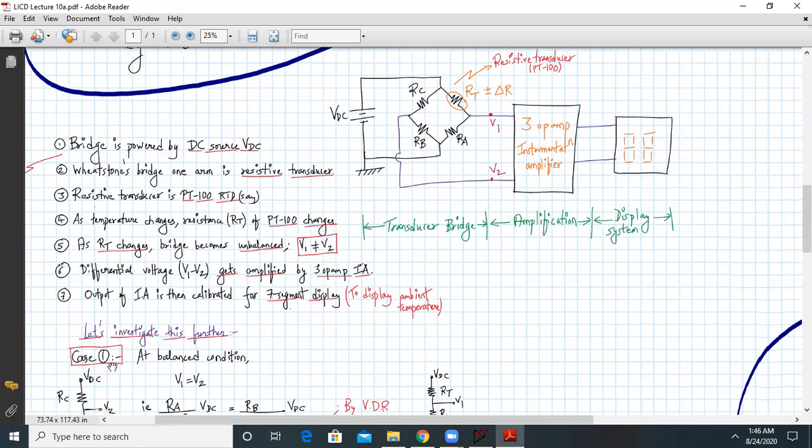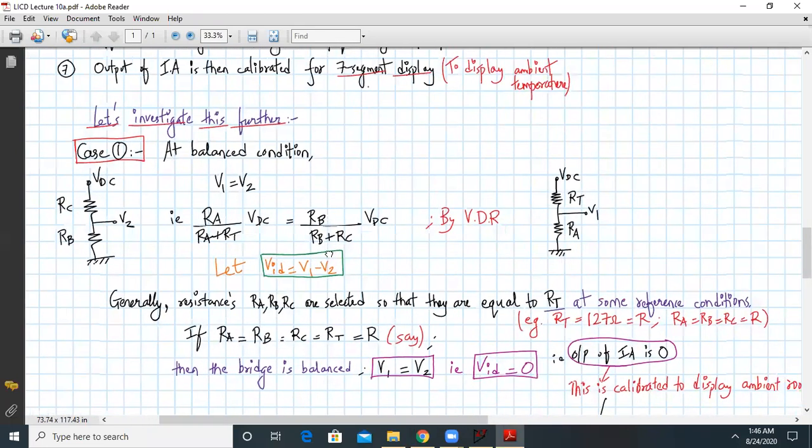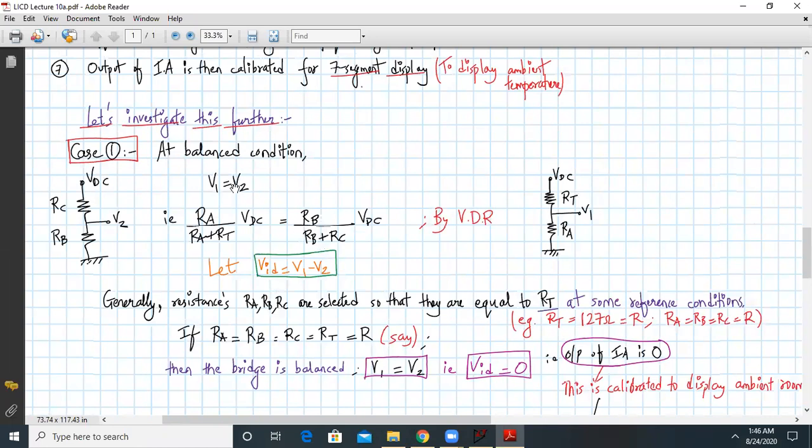So for case one, the bridge is in the balance condition. That is, V1 is equal to V2. What is V1? V1 will be nothing but RA upon RA plus RD into VDC. And V2, by the simple voltage division rule, will be RB upon RB plus RC into VDC. So that's what we got.